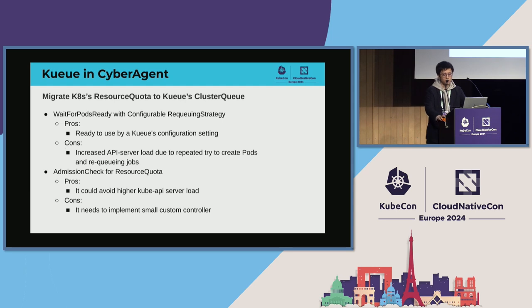In the second approach, admission check for resource quota, we can avoid increasing the API server load. As Michał mentioned before, Kueue provides the admission check for extensible admission decisions. So we can add other admission decisions easily by implementing a small controller.